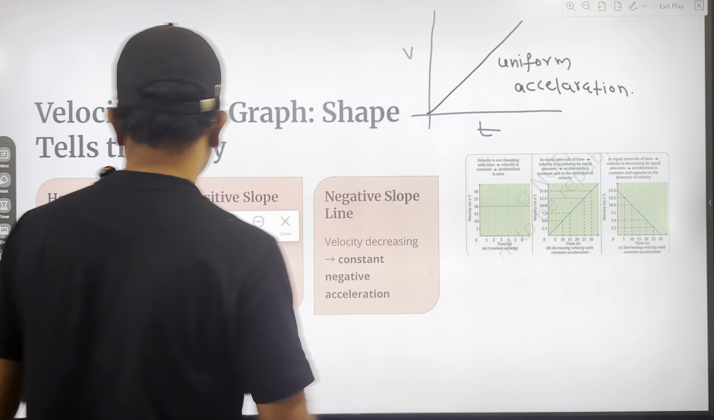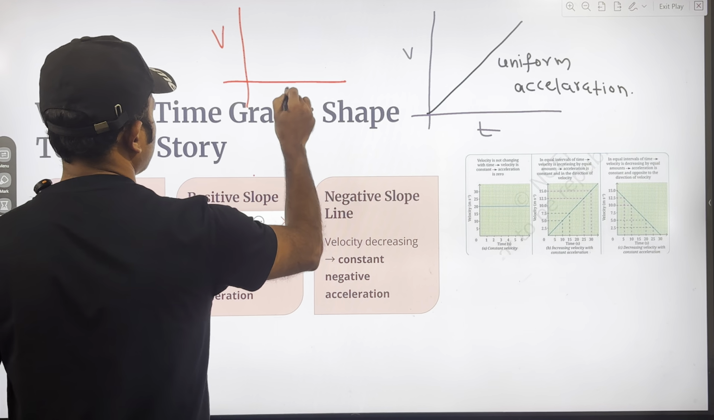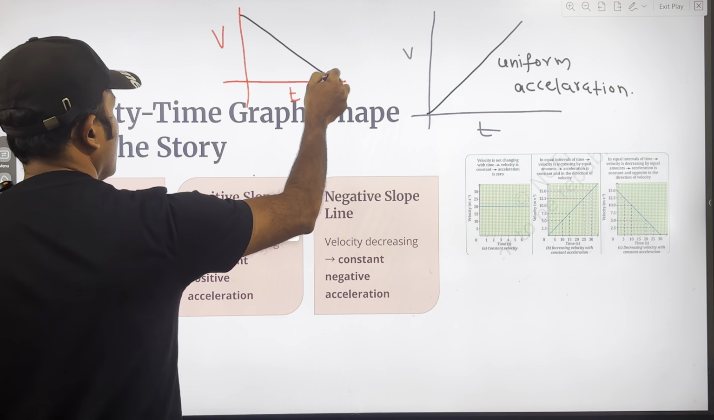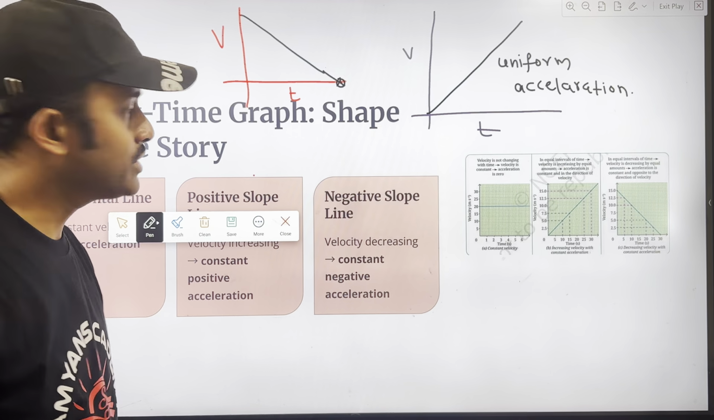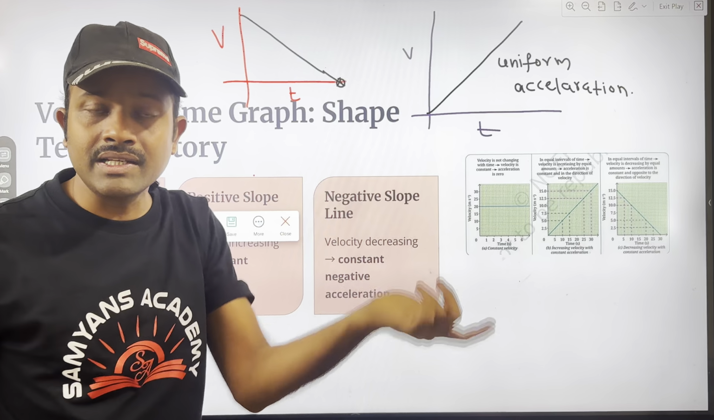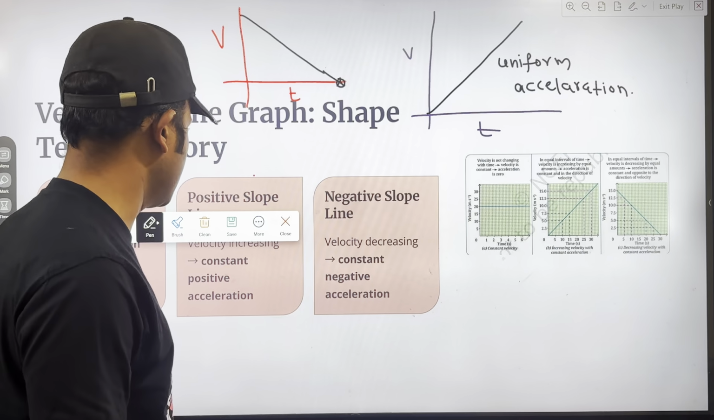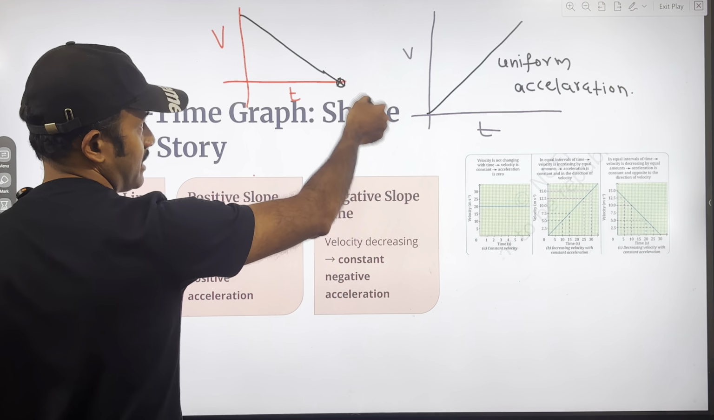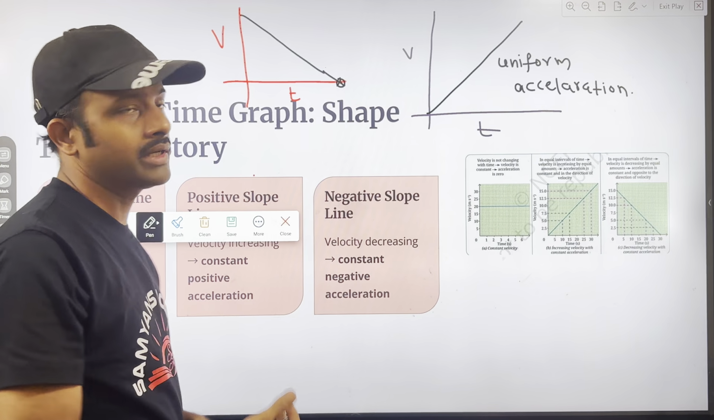For example, if I am plotting the same graph, velocity versus time, suppose I am getting the graph like this. When it reaches here, the velocity becomes 0, meaning your speed is decreasing. If speed is decreasing constantly with respect to time, what does it indicate? It indicates decreasing velocity with constant deceleration.